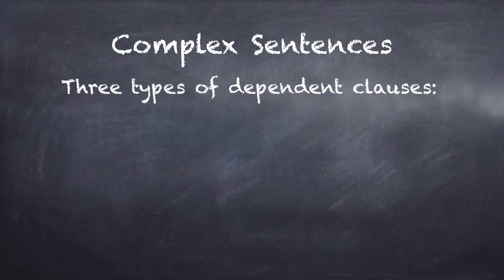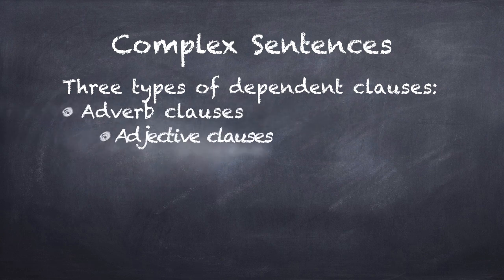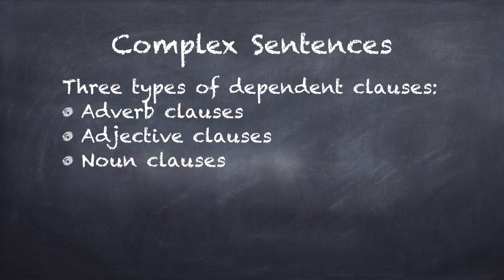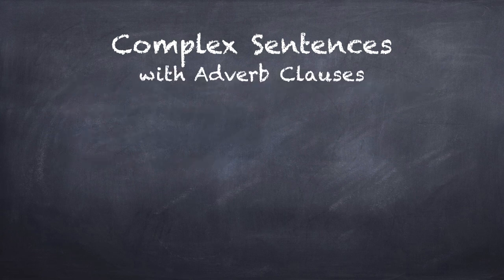There are three types of dependent clauses in English. We have adverb clauses, adjective clauses, and noun clauses. In this module, we'll take a closer look at adverb clauses. In the next two modules, we'll look at adjective clauses and noun clauses. Now, let's take a closer look at adverb clauses.